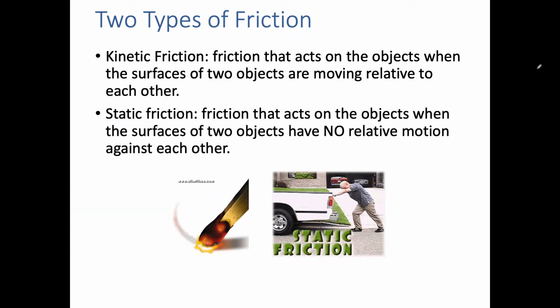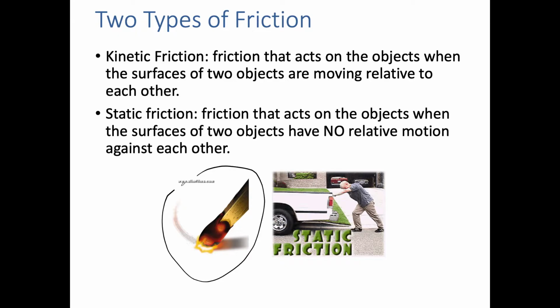In physics, we have two different types of friction. One is kinetic friction. Kinetic means there is a relative motion between two surfaces. And static friction means there is no relative motion. Now, if we look at this picture, we have the matchstick moving on the surface, that's kinetic.